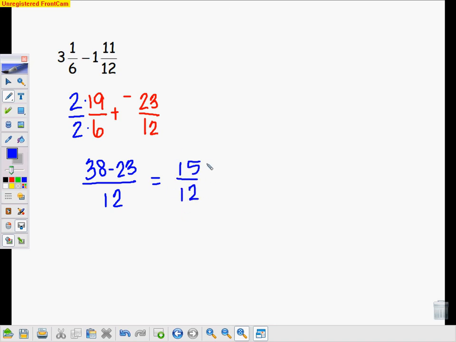Check, can this break down? And the answer there is yes. 15 is 5 times 3. And 12 is 3 times 4. So do a little cancellation there. The 3's cancel, and we're left with 5/4. Again, leave it as an improper fraction that has been reduced.